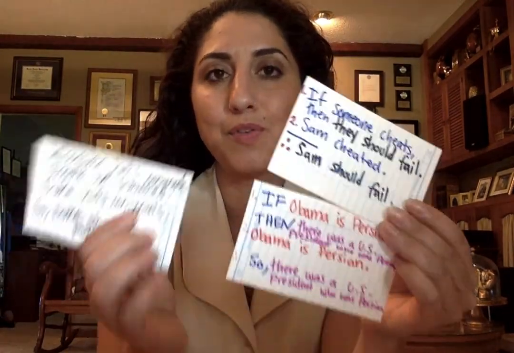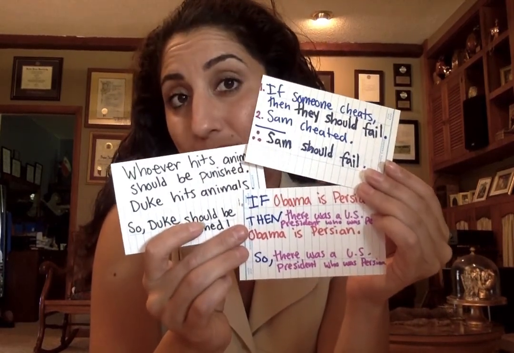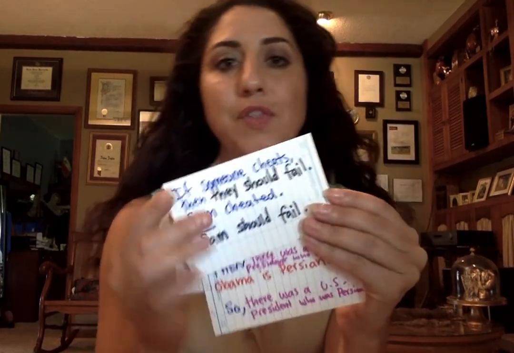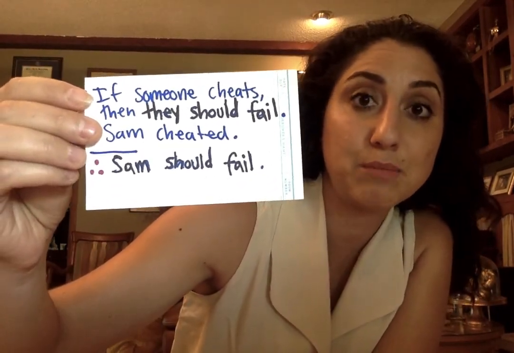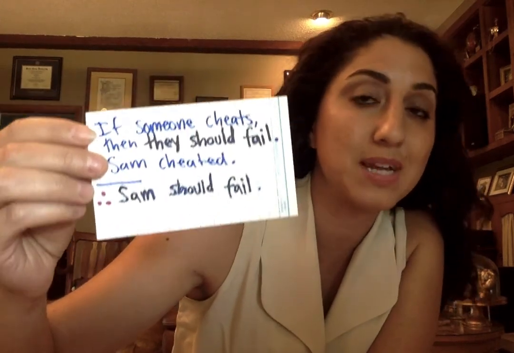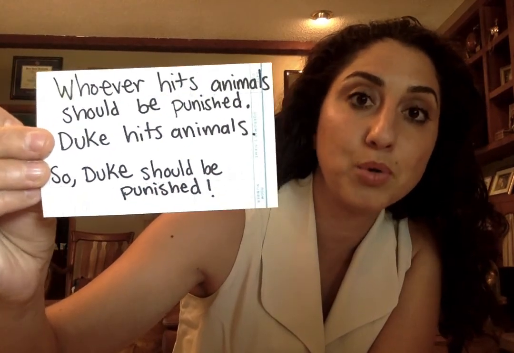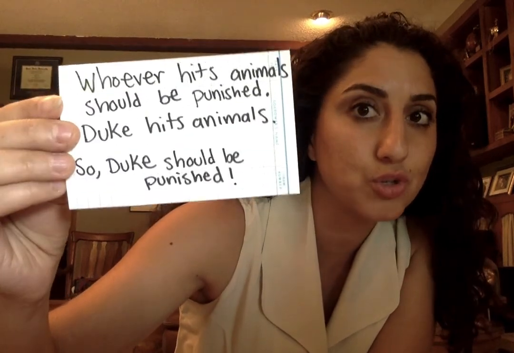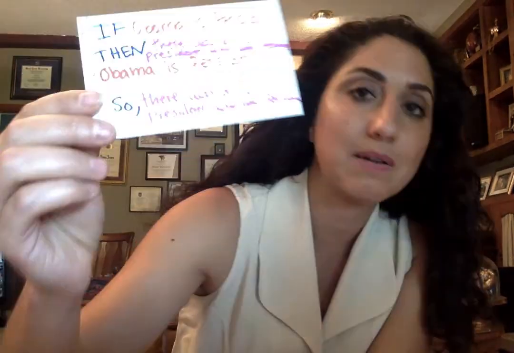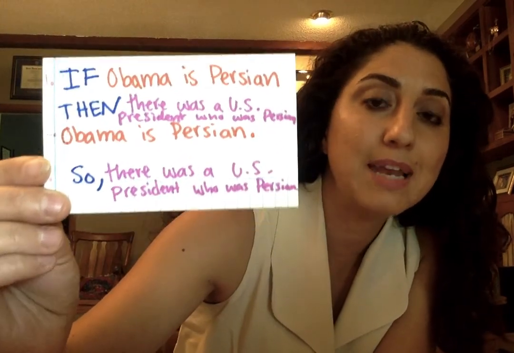Now, without further information, we can't prove that any of these are sound in addition to being valid. For this one, we have to figure out if people who cheat should fail. We have to figure out if Sam cheated. If both of those things are true, then it's valid and sound. For this one, we have to find out if people who hit animals should be punished. We need to find out if Duke hit animals. If both of those are true, then it's valid and sound. We have to find out if Obama is Persian. And if we do that, we can see whether this is sound. But all three of them are nonetheless valid.